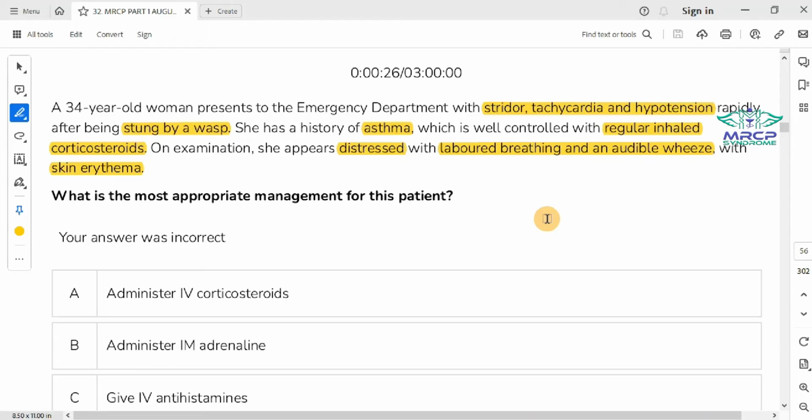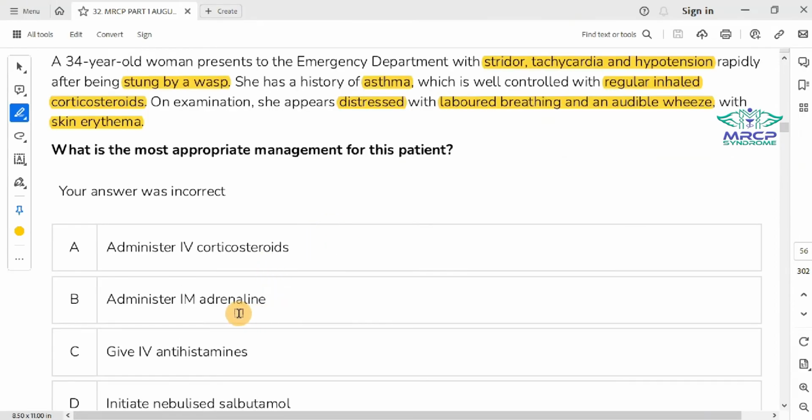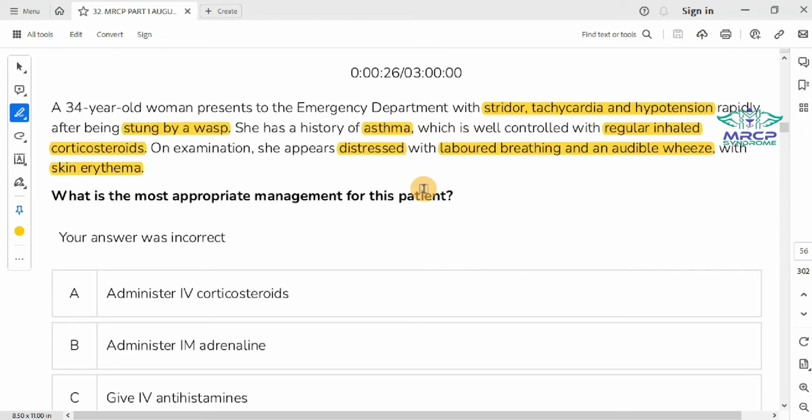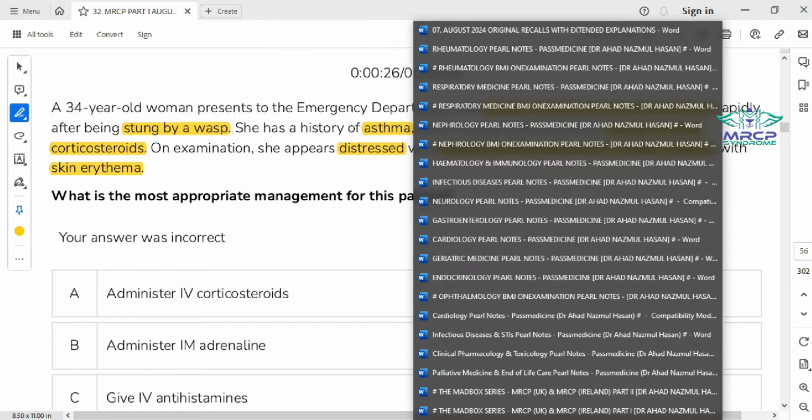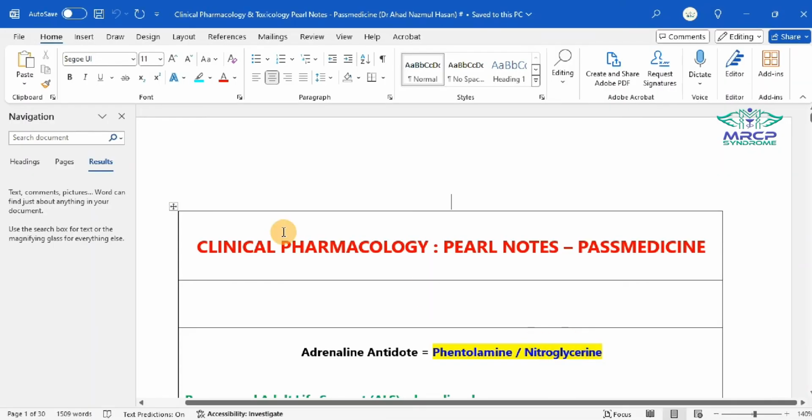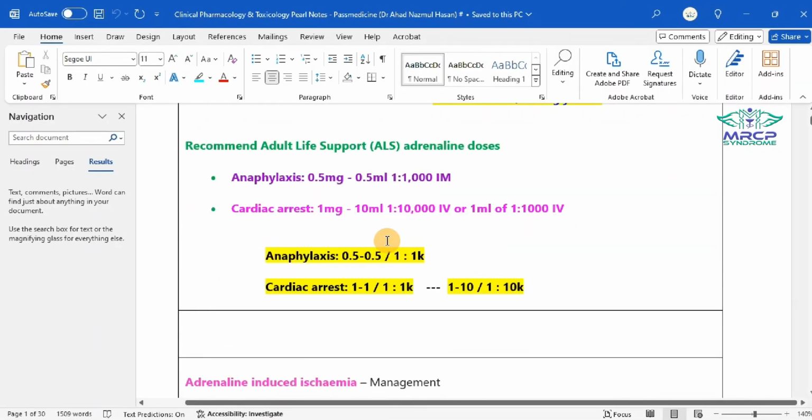B. Diagnosis? Anaphylaxis. Yes, this is B, anaphylaxis. So we need to go for administration of intramuscular adrenaline. So what should be the dose of adrenaline in this patient? 0.5 ml, 1 in 1000. Yes, 1 in 1000. In case of anaphylaxis, 0.5 milligram or 0.5 ml, 1 in 1000.